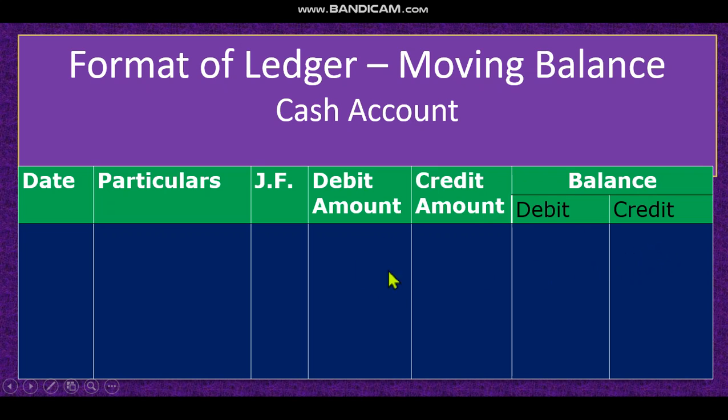Dear student, so all of you understand, in moving balance format how many columns are there? There are 7 columns. On the other hand, in T format there are 8 columns. In T format we have two sides, one side is debit side, another side is credit side. And in moving balance format we don't have debit side and credit side, we have debit balance and credit balance. I hope all of you understand the two types of ledger format for doing math.